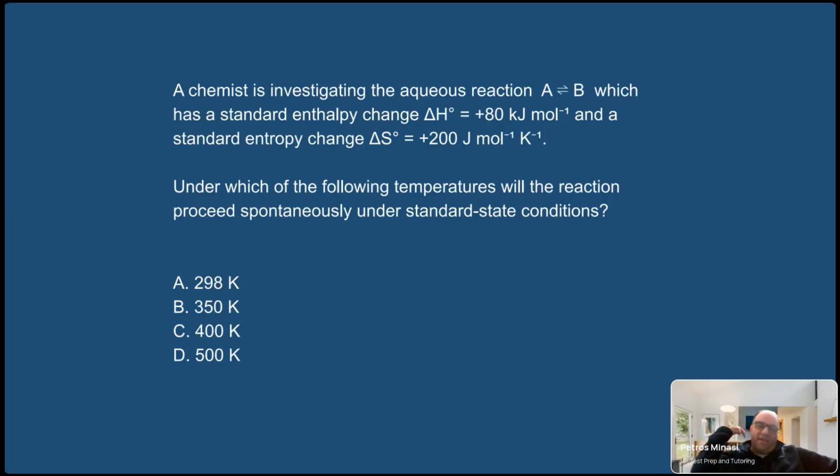So they've given you delta H values and delta S values, and then in the answer choices, they've given you temperatures. So as soon as we see delta H, we see delta S, and we see T, what should trigger in our minds is the Gibbs free energy formula, right? The delta G is equal to delta H minus T delta S, right? That we've seen a number of times.